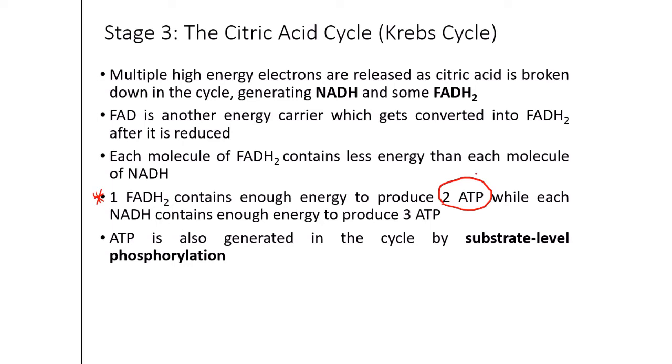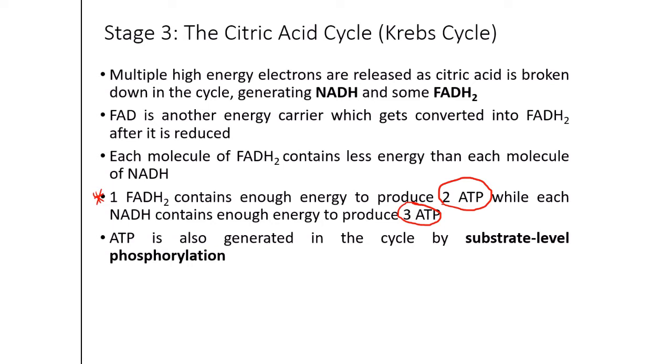Okay, so these ATPs are going to be created later on in the electron transport chain. Right now, they're just carrying these electrons to the ETC, where they will be used to make the ATP. So when you do that in step 4, the energy carried by the FADH2 can only create 2 ATP, whereas each NADH will be able to produce a maximum of 3 ATP molecules.